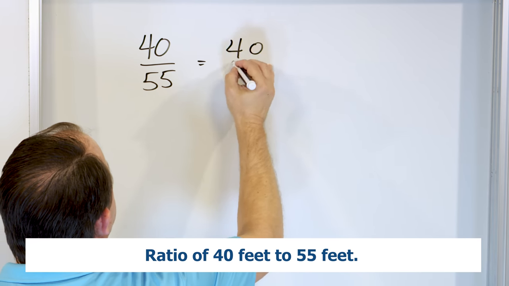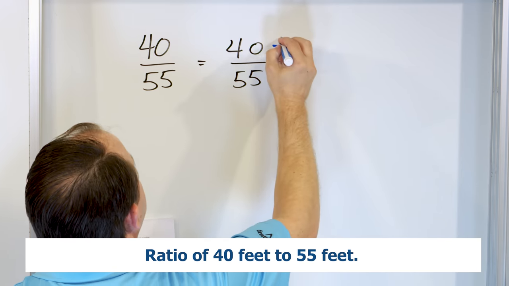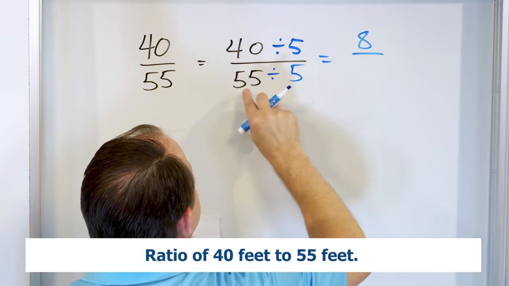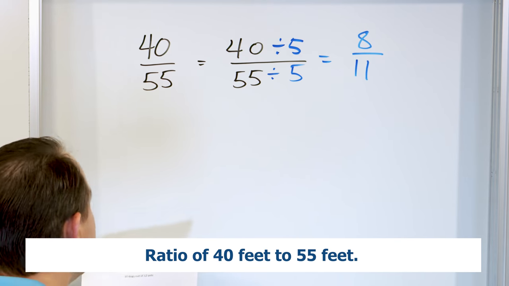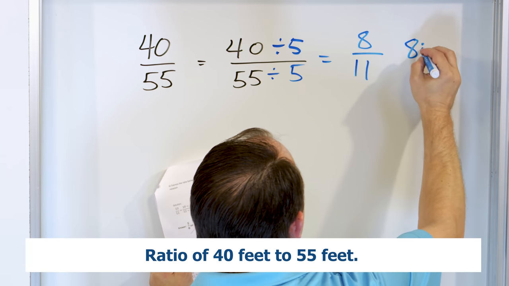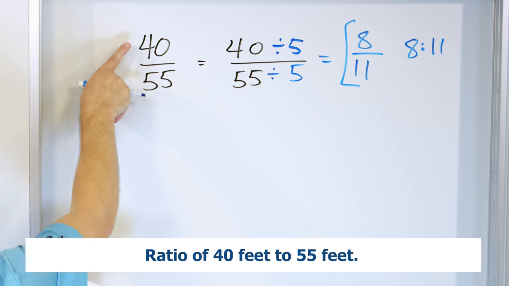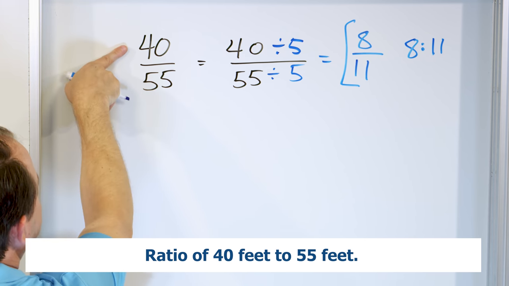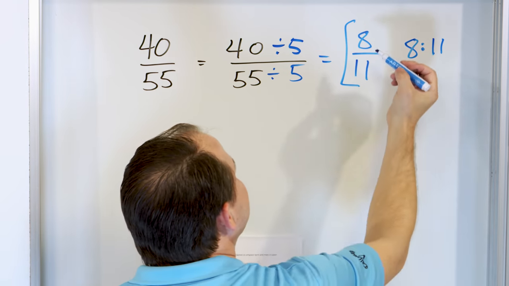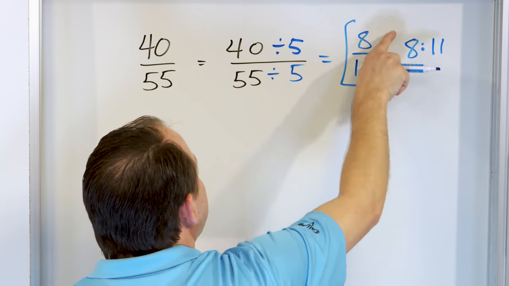I can, of course, simplify this because I know these are both divisible by 5. So divide by 5, divide by 5. 40 divided by 5 is 8, and 55 divided by 5 is 11. So the simplified ratio is 8 as compared to 11, or you can write it as 8 colon 11. So if I had a 40-foot boat as compared to a 55-foot boat, for every 40 feet I go down the first boat, I would go 55 feet down the other boat. That's another way of looking at it. The same way of saying that is if I go 8 feet down the first boat, I should go 11 feet down the other one, because this represents the same ratio.